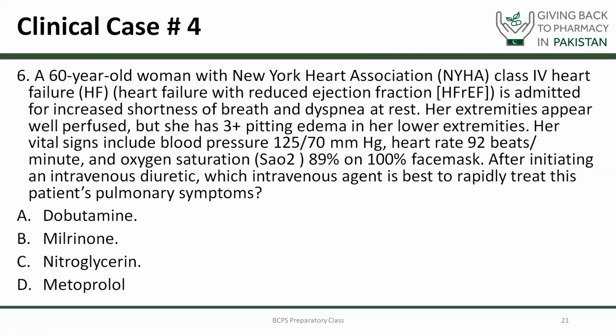A 60-year-old woman with New York Heart Association class 4 heart failure with reduced ejection fraction is admitted for increased shortness of breath and dyspnea. Her extremities appear well perfused, but she has 3+ pitting edema in her lower extremities. Her vital signs include blood pressure 125/70, heart rate 92 beats per minute, oxygen saturation 100% on face mask. After initiating intravenous diuretic, which intravenous agent is best to rapidly treat this patient's pulmonary symptoms?